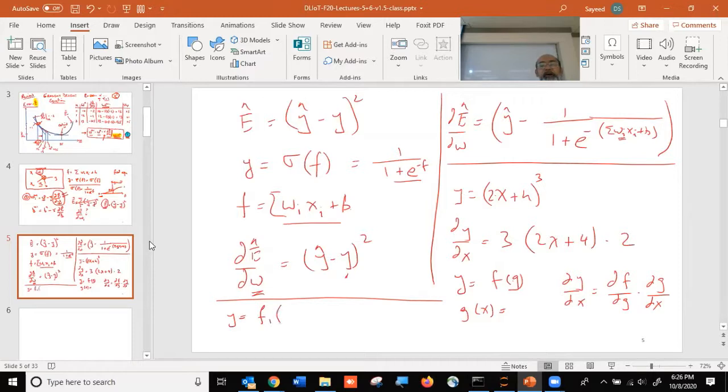f1, f2, and f3 of x, all right? And we want to take the derivative dy by dx, then what can we do? We take dy by df1, right, times the derivative of f1 with respect to f2, and so on, derivative of f2 with respect to f3, and then the derivative of f3 with respect to x. So this is the standard chain rule.